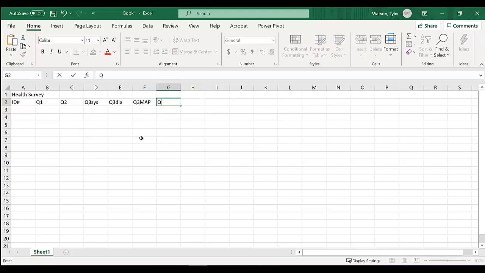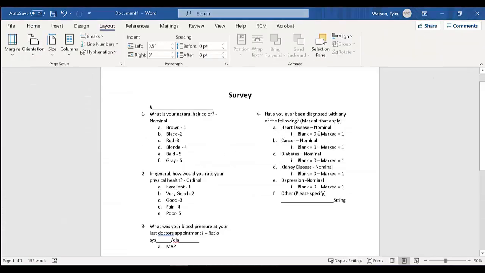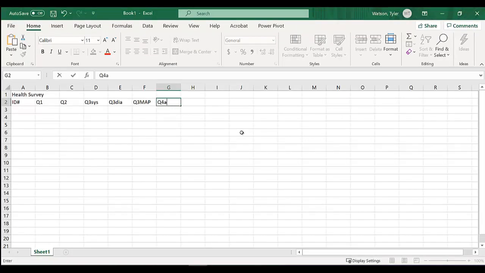Then we're going to have Q4A, and that's going to relate to this question right there. So Q4A is going to be heart disease, yes and no. Q4B is going to be cancer, yes and no. Q4C, and so forth, all the way through F. So Q4B, Q4C, D, Q4E, and Q4F.